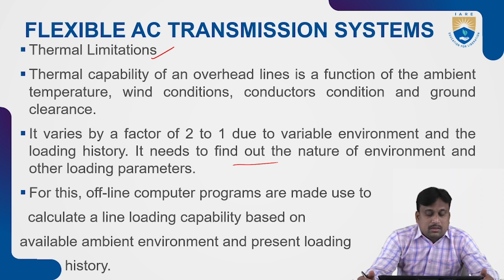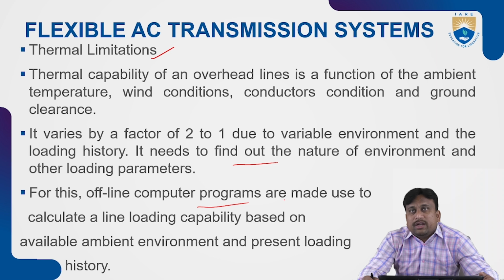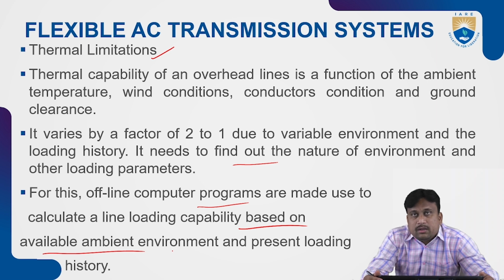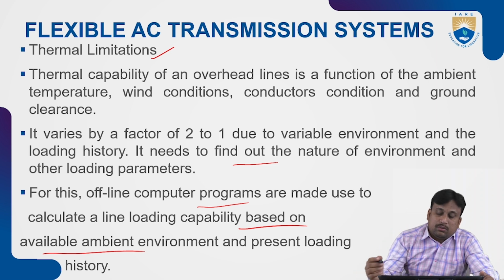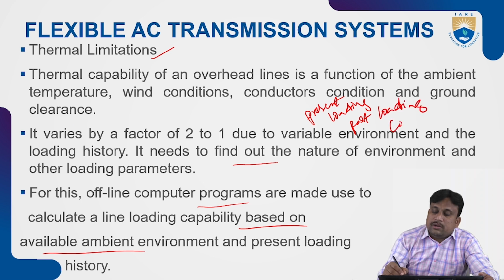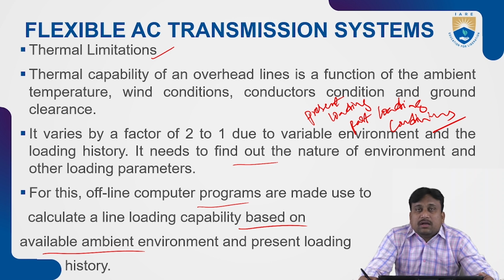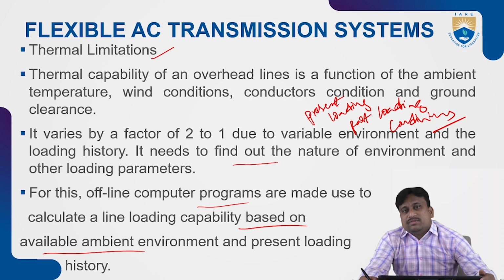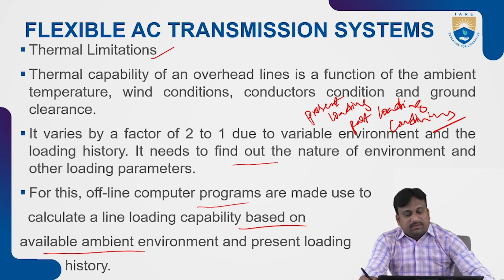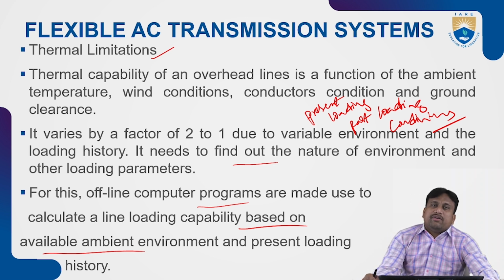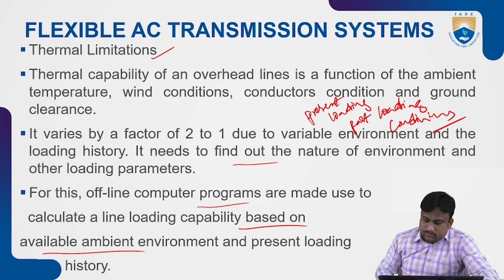So offline computer programs are supposed to be ready for use to calculate line loading capability based on the available ambient environment, and the present loading history is also considered. What is the present loading and past history? Present loading and past loading conditions are going to be treated to calculate one of the parameters of the power system network. These are treated in terms of the coefficients of the power system network, with programs designed to make sure all the parameters are covered. So this should be done by making offline computer programs.